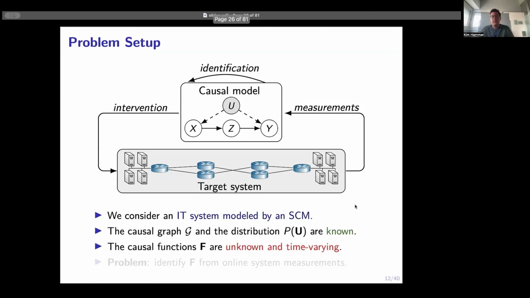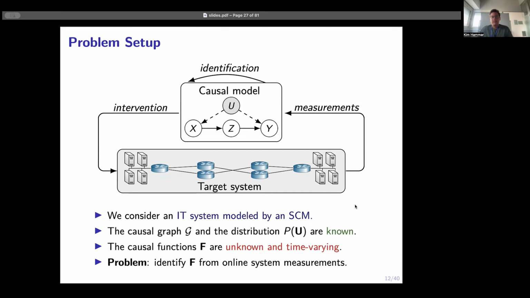What is not known, however, are the causal functions. And these functions may even be time varying. So as the system is evolving over time, maybe you're changing the service offering, you may be starting new nodes, retiring old ones, then your causal functions will also change. So from a practical point of view, the problem that we really want to solve is that we want to identify the causal functions online from system measurements. And by doing this online, we will be able to adapt our estimated functions to changes in the system.